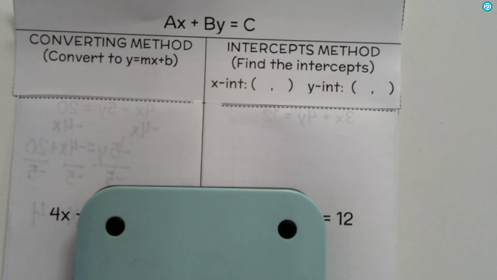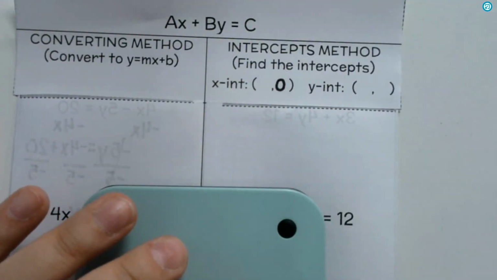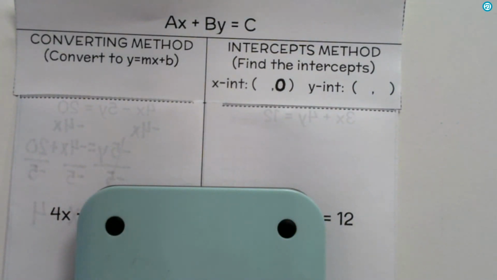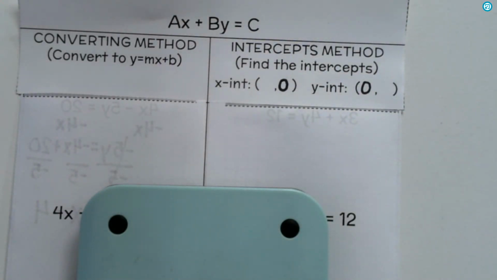So our x-intercept happens on the x-axis. Every single point along the x-axis has a y value of 0. So to find our x-intercept, we are going to plug in 0 for y. Alternatively, to find your y-intercept, you plug in 0 for x, because every single point along the y-axis has an x value of 0.